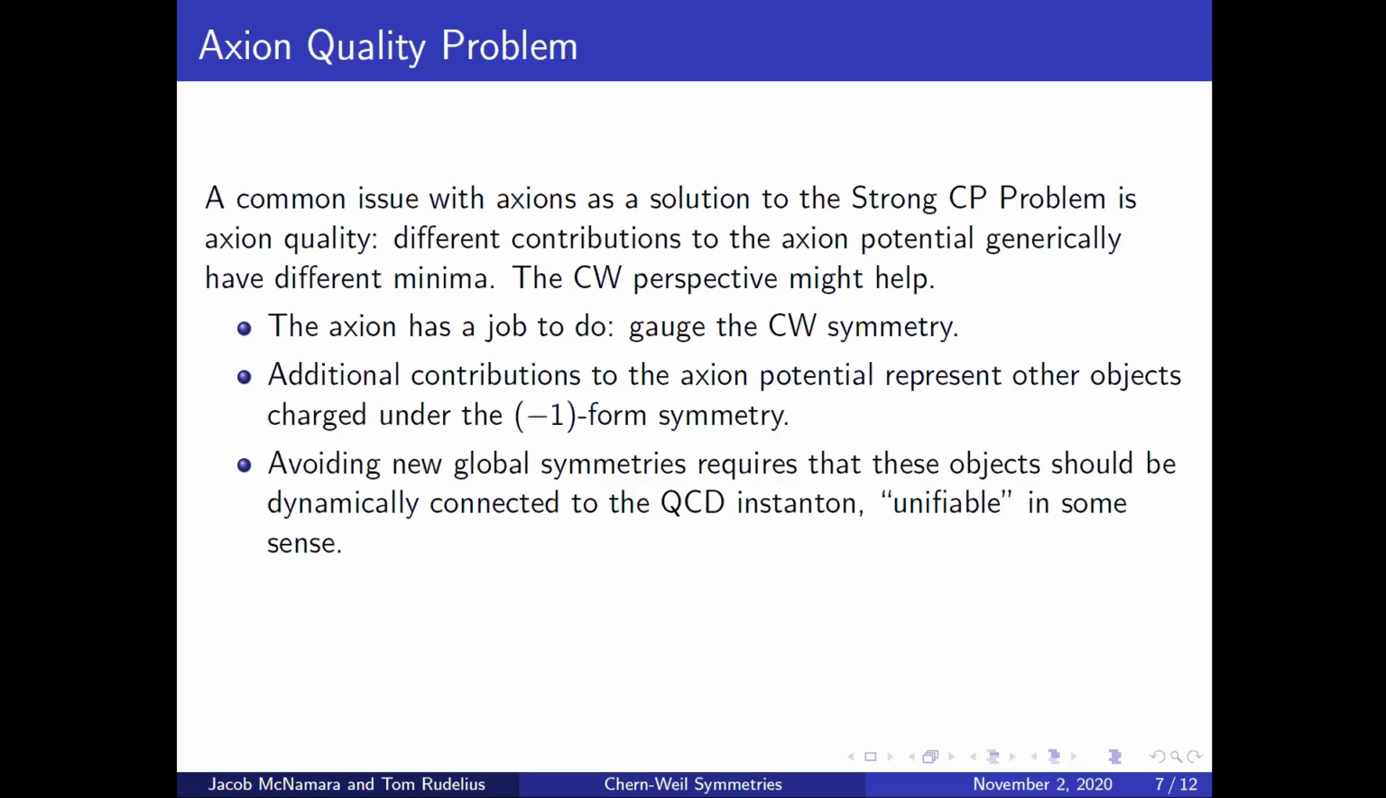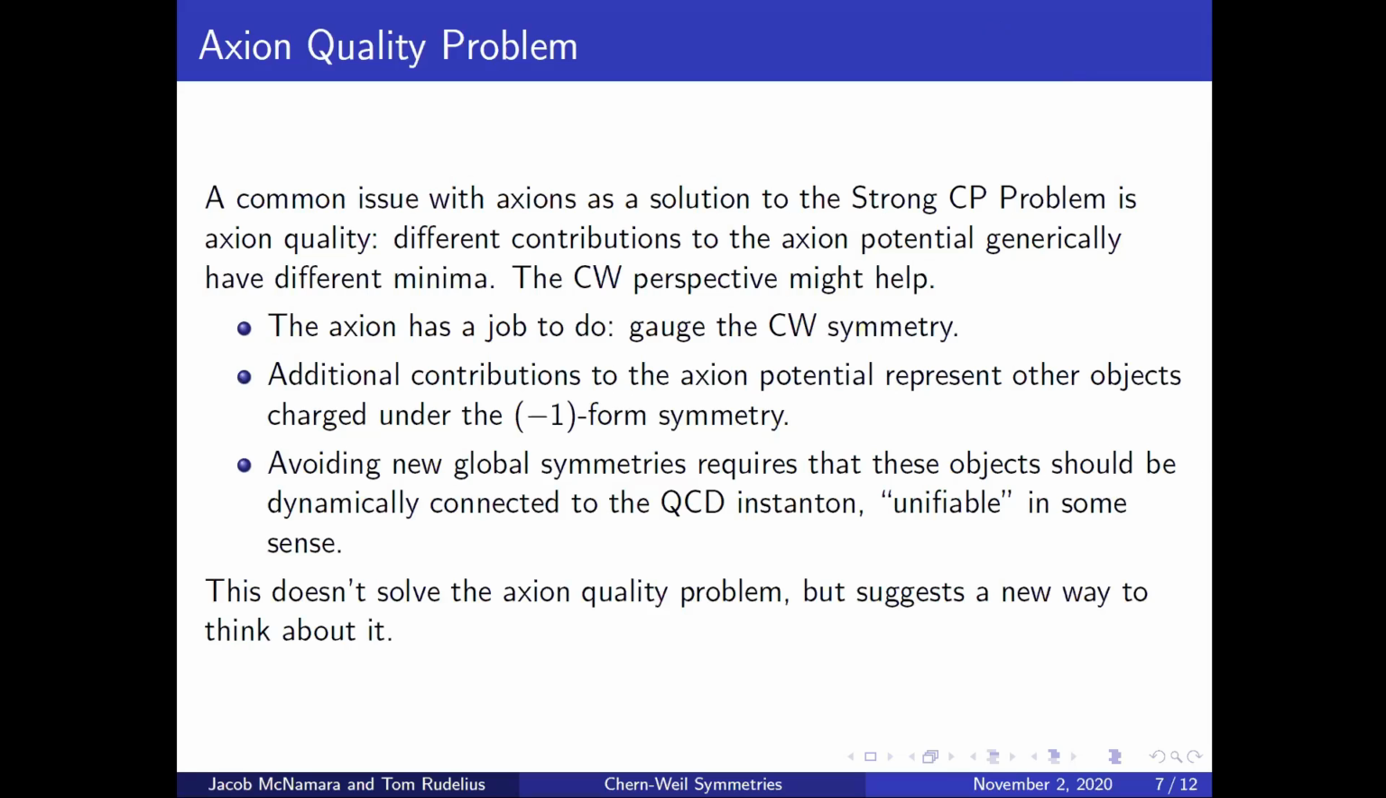And so when we have multiple objects charged under the same symmetry, those objects need to be able to turn into one another. Otherwise, we have a global particle number symmetry, where we have, say, 2 objects with the same charge that can't turn into each other. And so in order to avoid new global symmetries, we need to require that any other object that contributes to the axion potential would need to be dynamically connected to the QCD instanton, so unifiable in some sense. This is like what happens when we have a GUT unification of QCD with some other gauge groups. And it's also what happens in the case of the small instanton limit breaking.